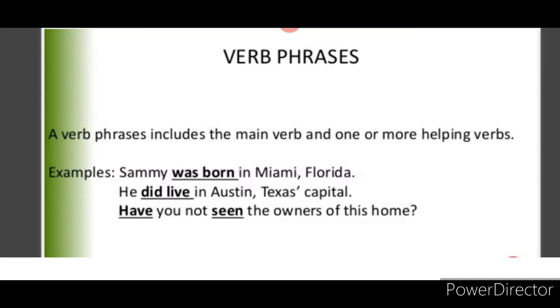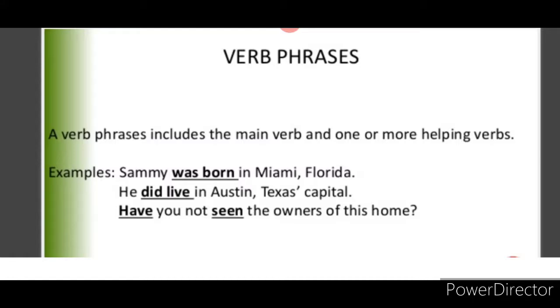To have forms: has, have, had. To do forms: do, does, did. Modal auxiliary verbs: can, could, may, might, should, would, will, shall, must, ought to, etc. These are all helping verbs. See here, for example, I am going. Am is the helping verb. Going is the action verb. So a verb phrase is nothing but a main verb and one or more helping verbs.